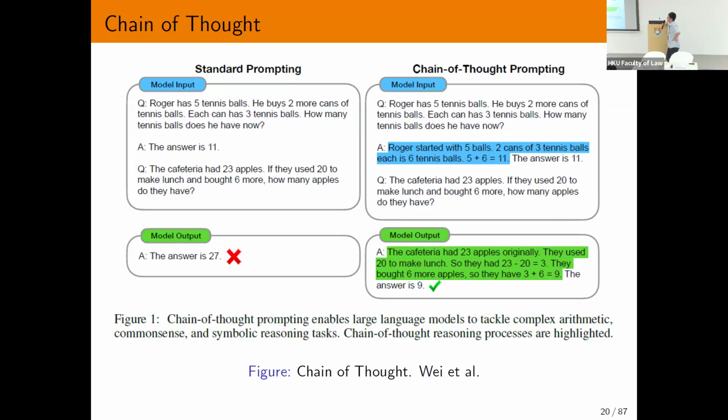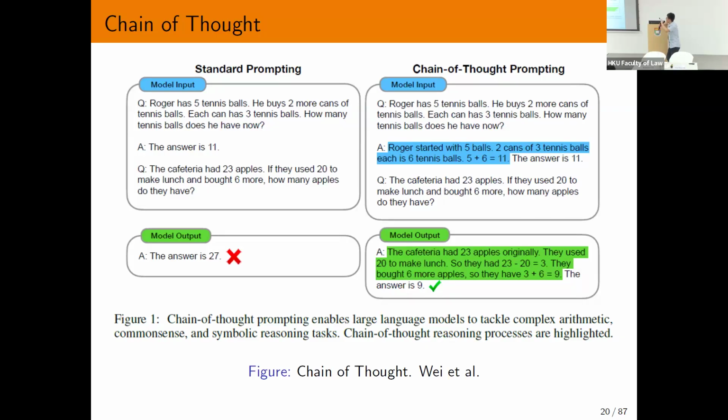How would you actually train a model? Okay, so the naive thing is you start by giving some pairs of questions and answers. Roger has 5 tennis balls. He buys 2 more cans of tennis balls. Each can has 3 tennis balls. How many tennis balls does he have? You add these numbers, 5 plus 2 times 3, that's 11. Okay, so the answer is 11.